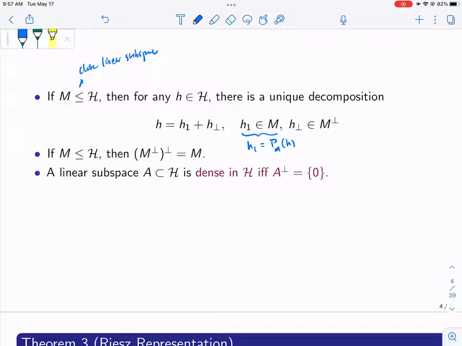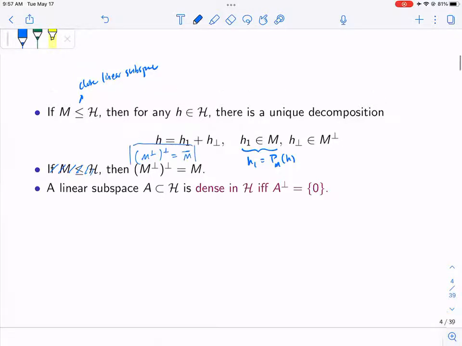That's sort of intuitive, but it generalizes to any Hilbert space if the subspace is closed. And again, if the subspace is linear and closed, then M perp perp is M. A better thing to say is that in general, if that's not the case, then M perp perp would be just the closure of M. That's the more general thing.